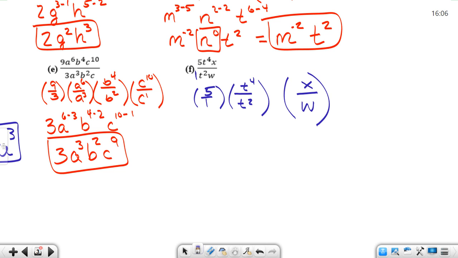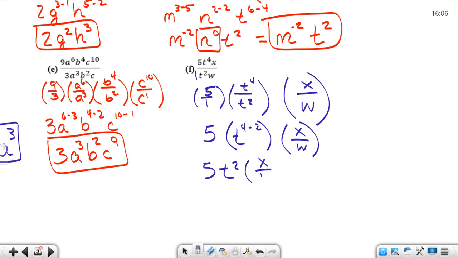So now we're going to simplify. So 5 over 1 is 5. T to the 4th divided by t squared. Remember, that's t to the 4 minus 2. And then I can't do anything with this one, guys, because those are not like bases. So I'm going to leave it as x over w. So what I'm going to get here is 5t squared times x over w.